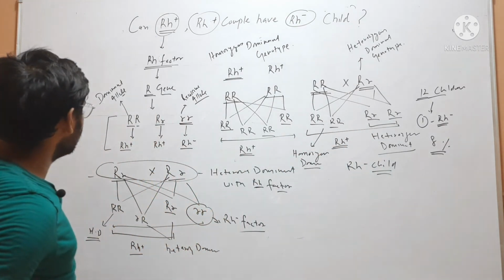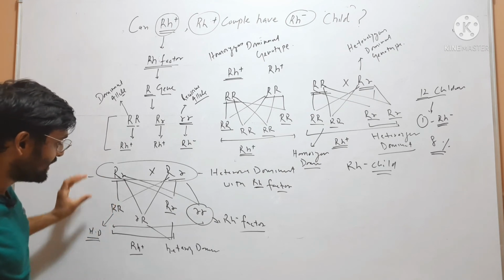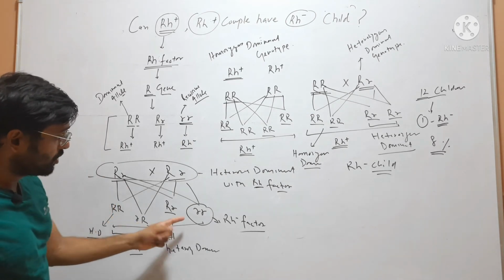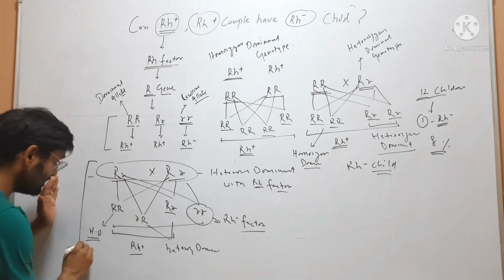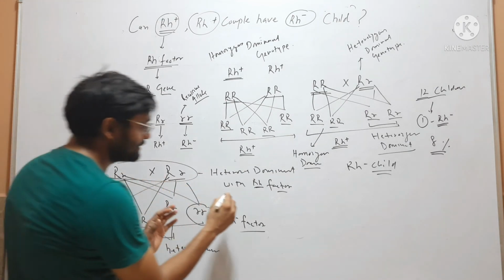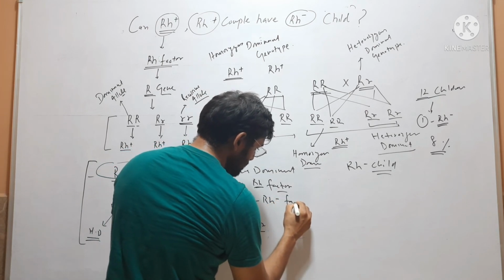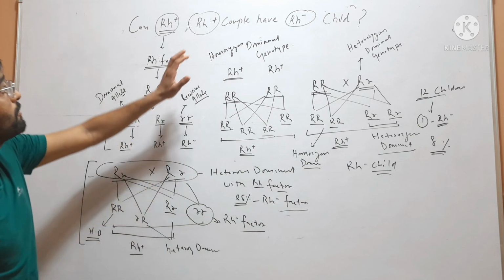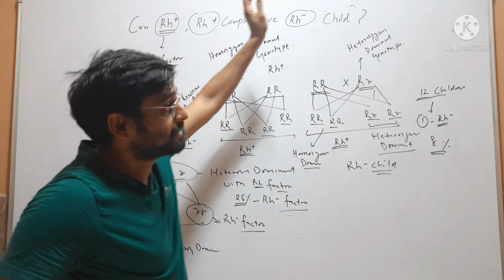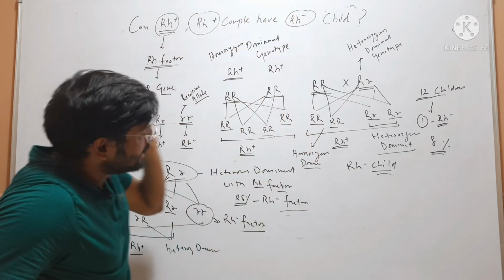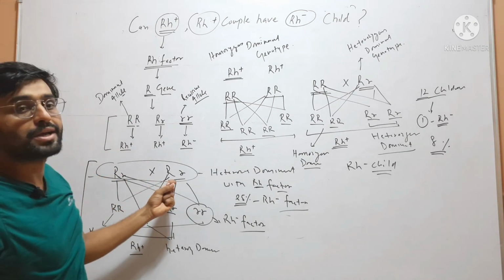But if a couple is heterozygous dominant, then out of four, you can see that one has Rh negative factor. So when both are heterozygous dominant, there will be a 25% probability of having an Rh negative child. So a couple with Rh positive can have an Rh negative child, but only when both are heterozygous dominant.